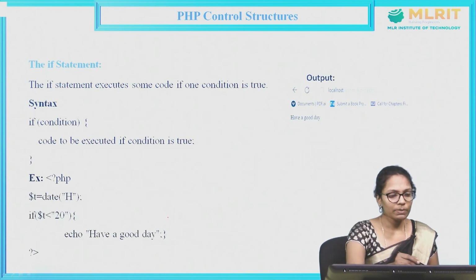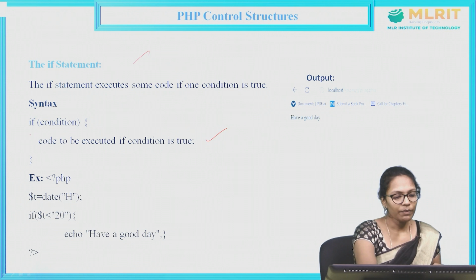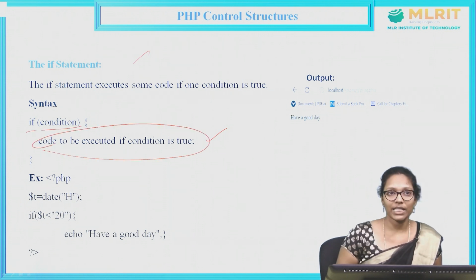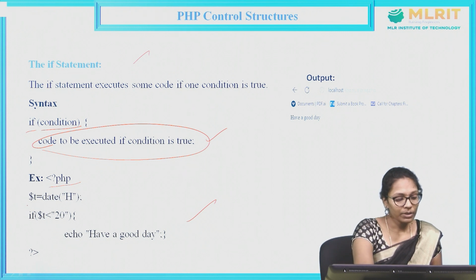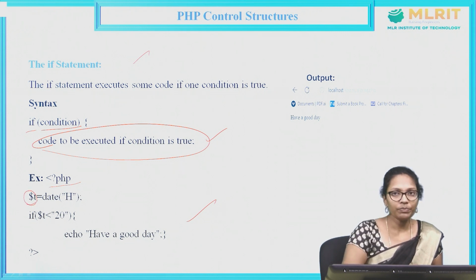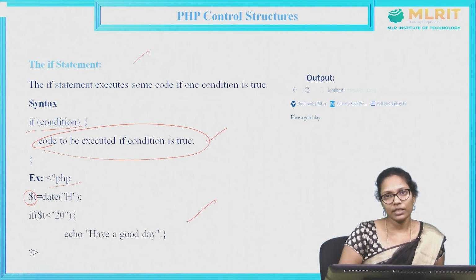The first one is the simple if. This is the syntax: if of condition, if the condition is true, then this block of code will be executed. This is one simple example I'm writing here. I'm starting the PHP code using the opening tag. Then I'm creating a variable here. $t is a variable. Why am I saying it's a variable? If a name starts with a dollar sign, it will be considered a variable.